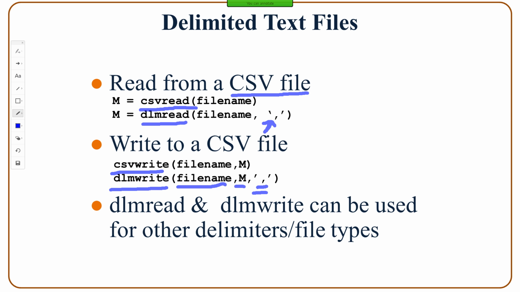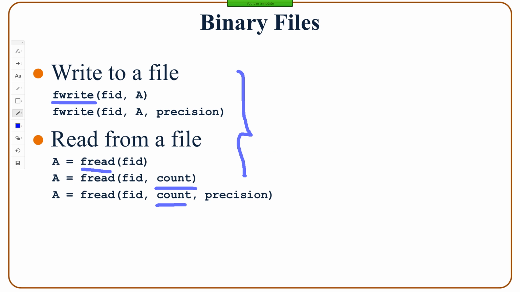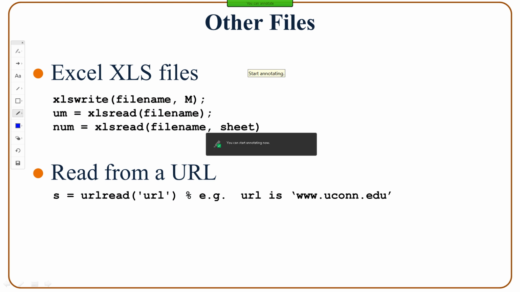For Excel files, use XLS write, and this is to write to Excel files. Write to this file, write what? Write the content of M. And when you read, use XLS read. You can also specify which sheet you want to read from.